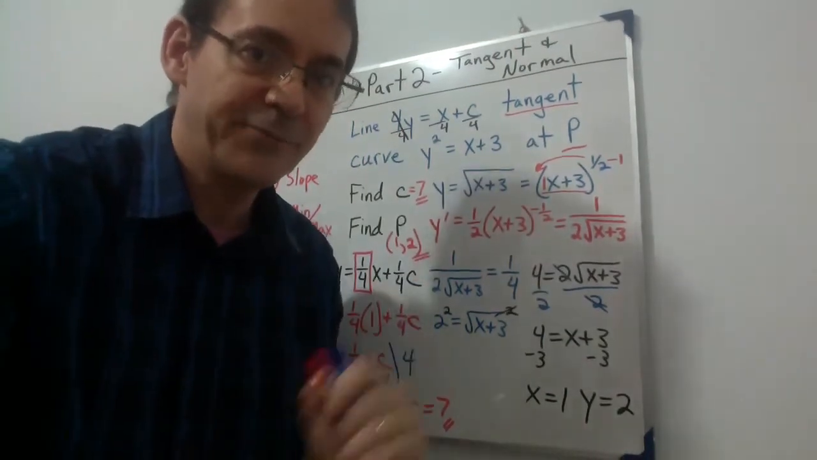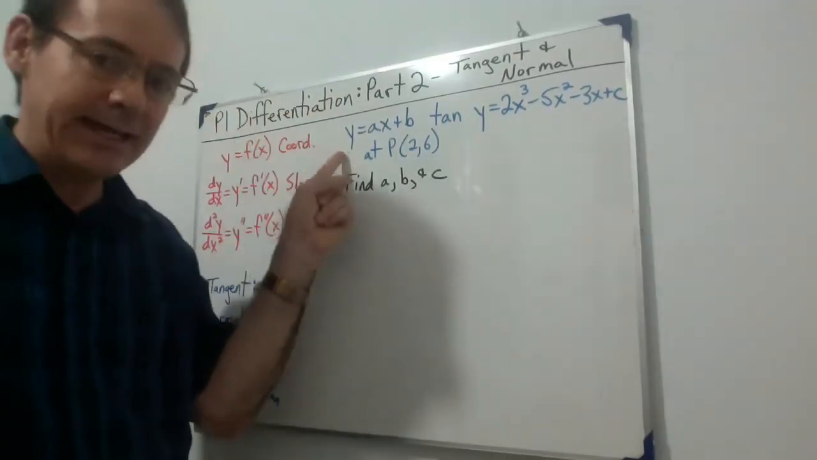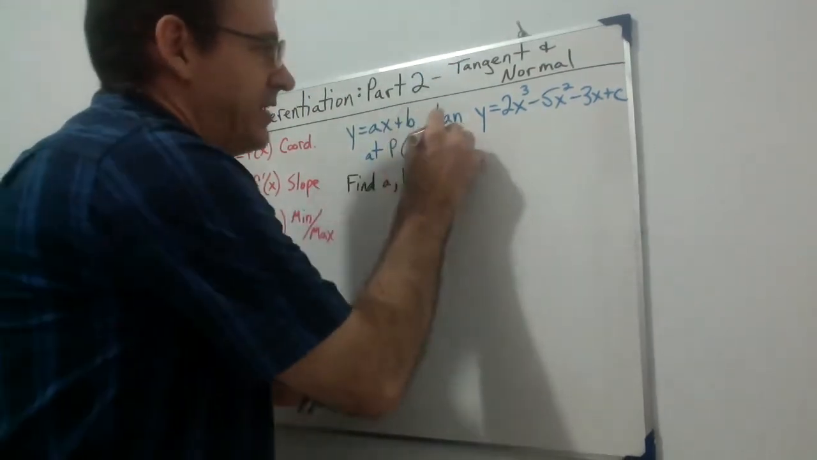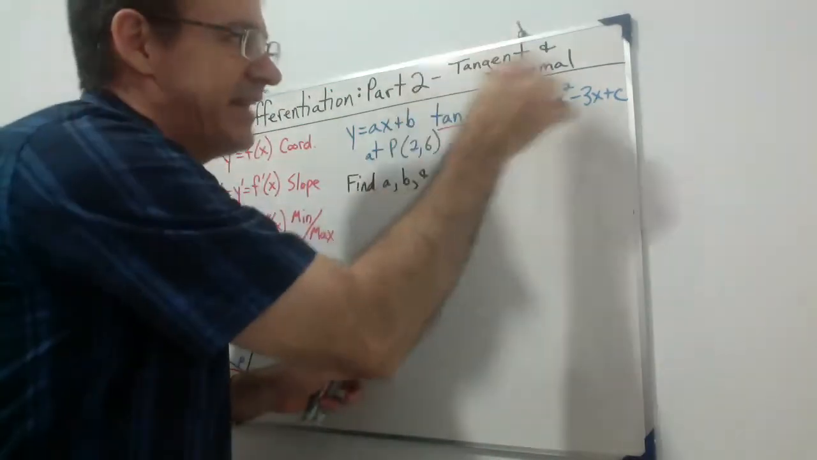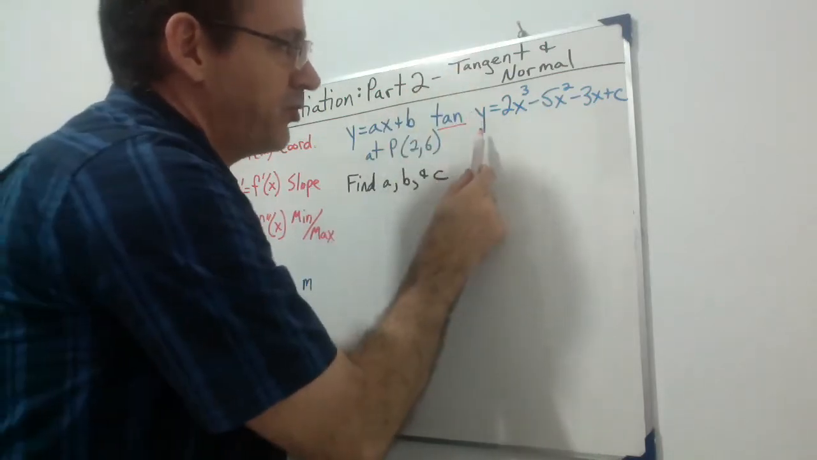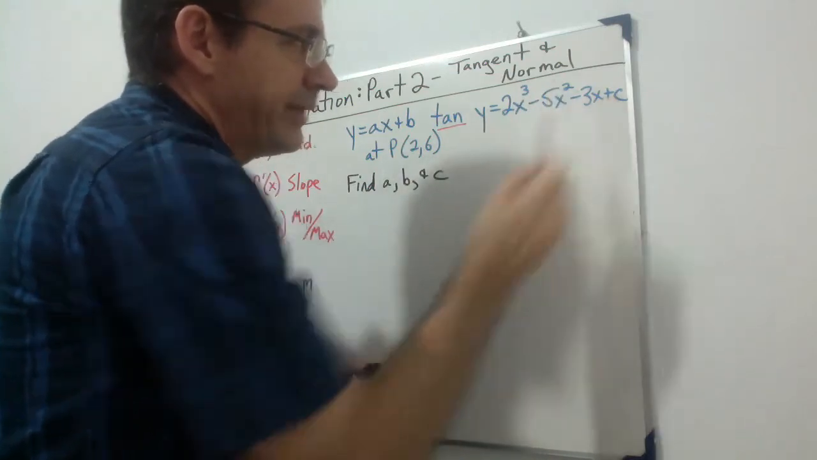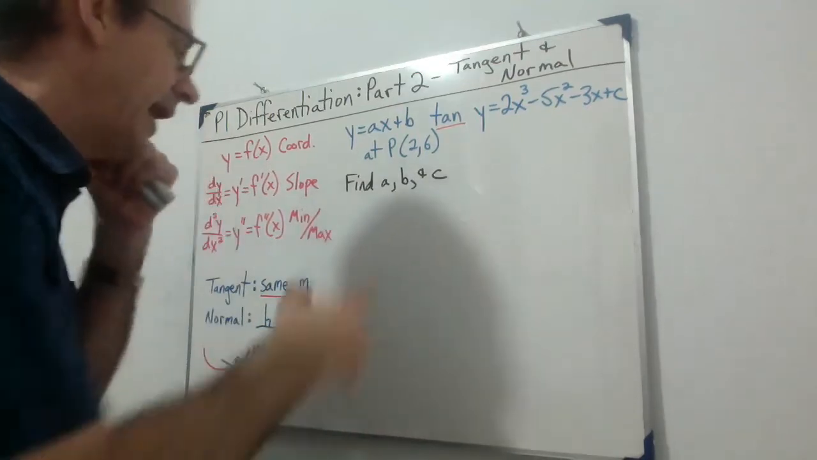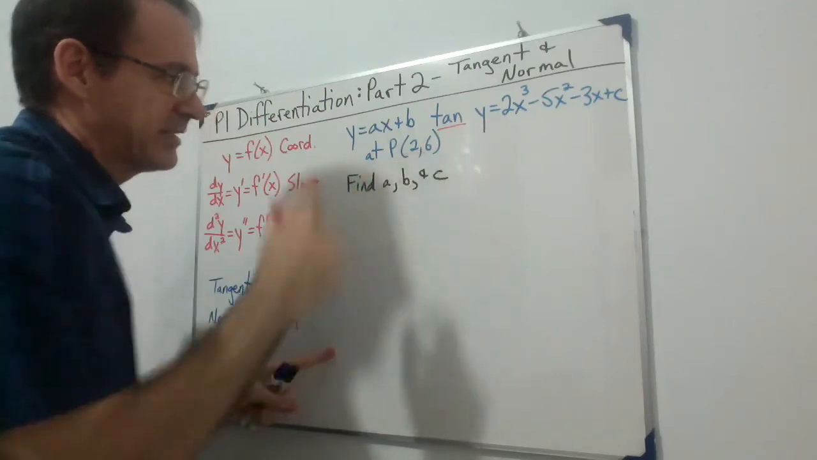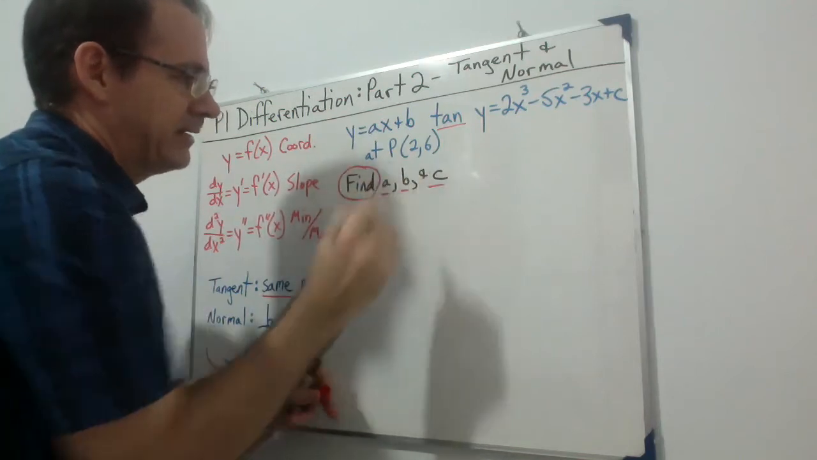So let me set up a different example. Okay, here's our second example. Again, we're given a line, y equals ax plus b. It's said to be tangent. Okay, so you're looking for that tangent normal. So here we see tangent again. And to this curve, y equals 2x cubed minus 5x squared minus 3x plus c at the point P, which has the coordinates 2, 6. And we are to find the values of A, B, and C.